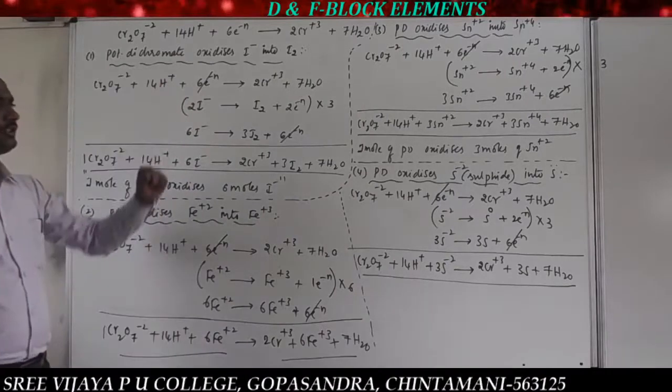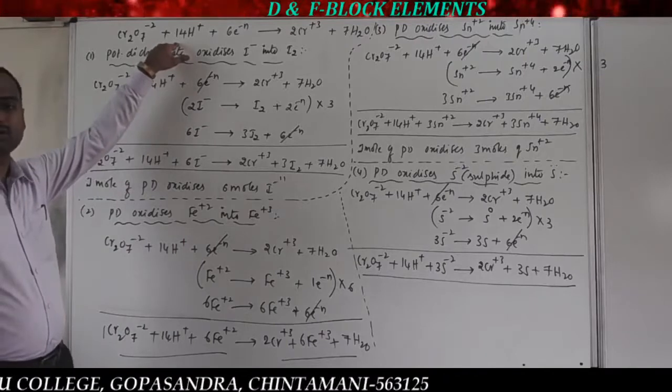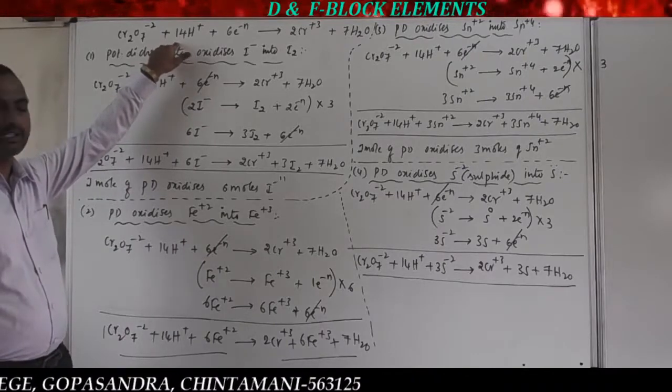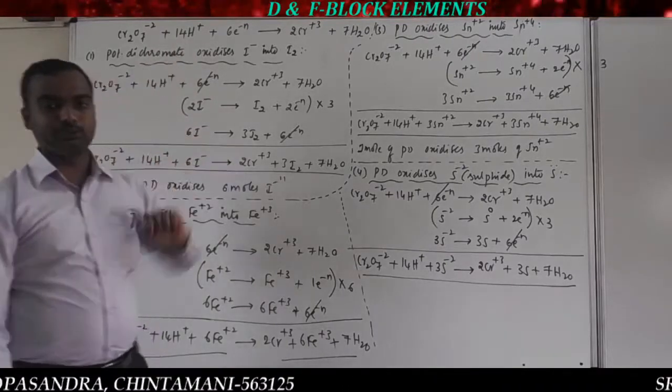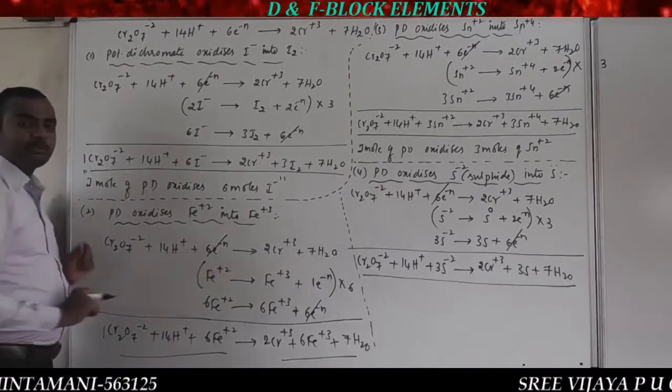Very simple, just by remembering this general equation, which shows the oxidizing property of potassium dichromate in acidic medium, we can easily write the products and easily balance the equation.